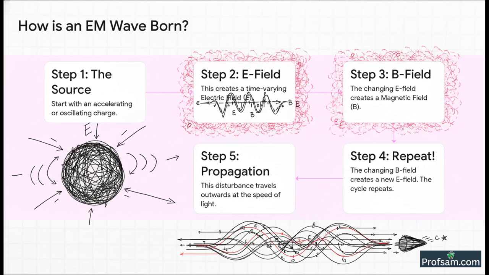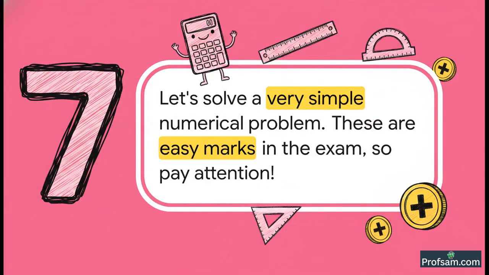This self-sustaining disturbance then travels out, away from the charge, at the speed of light. Chalo, enough theory for now. Let's solve a very, very simple numerical problem. Trust me, these are easy marks in your exam, so let's make sure we get them.